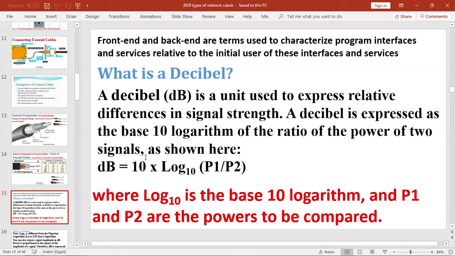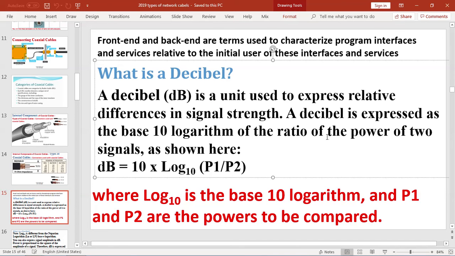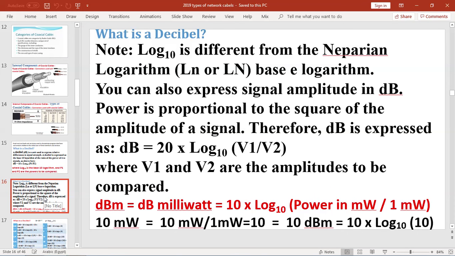A decibel, dB, is a unit used to express relative differences in signal strength. A decibel is expressed as the base 10 logarithm of the ratio of the power of two signals, which are the input signal and the output signal. So I have two signals, P1 and P2. So dB equals 10 times log 10 of P1 over P2, where log 10 is the base 10 logarithm, and P1 and P2 are the powers to be compared, the input power to the cable and the output power after some distance of the cable. This is the decibel of the cable. Note log 10 is different from the Neperian or natural logarithm, base e.